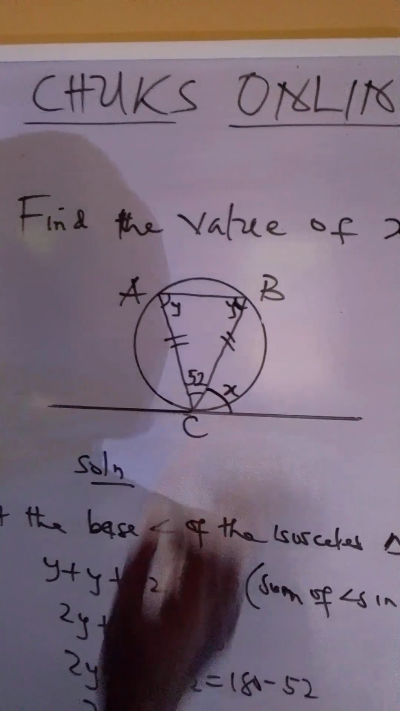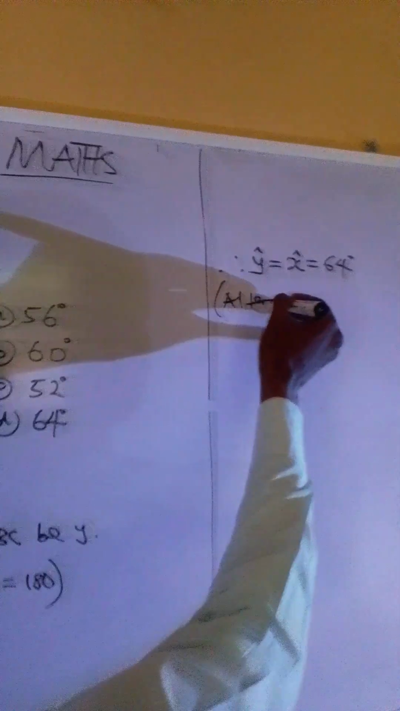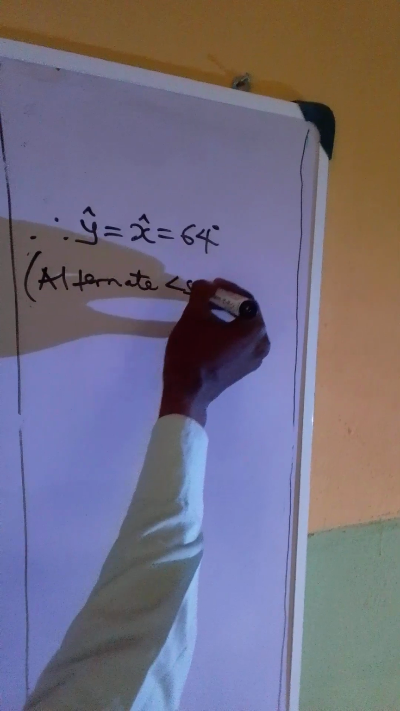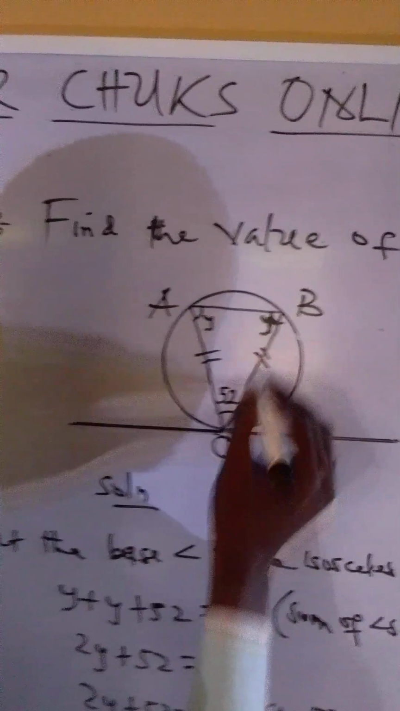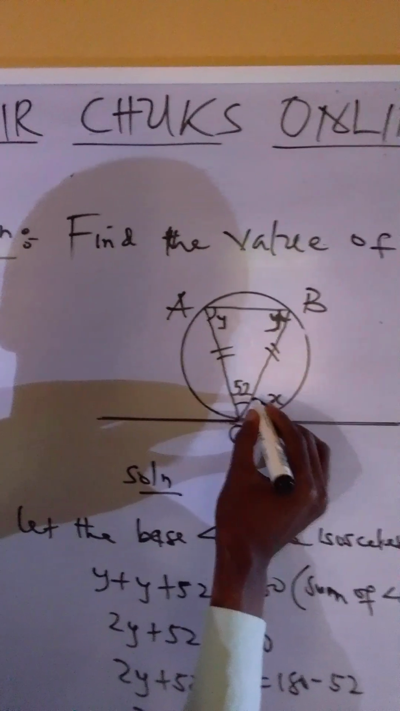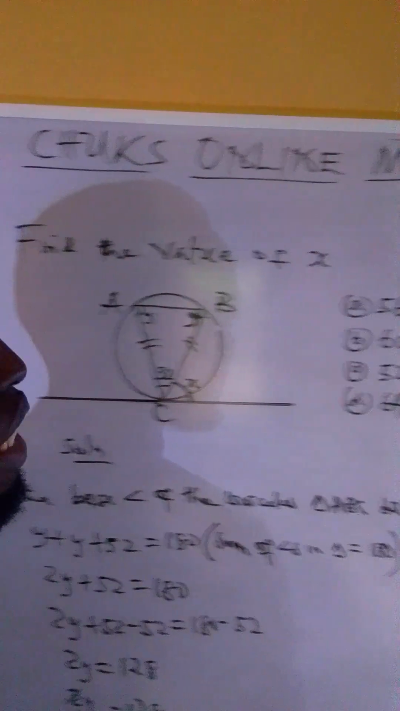That means this angle here is equal to this angle here. What is the reason for that? We say the alternate angles are equal. This angle y here and angle x are alternate angles. Now let me explain what alternate angles are.